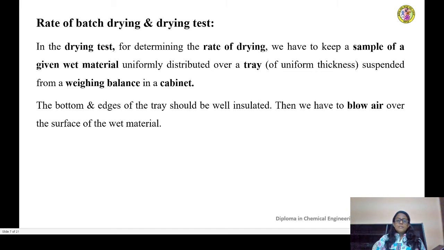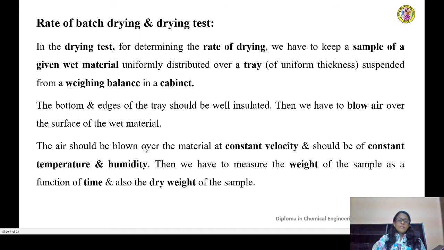So after keeping the tray with the uniformly spread sample of wet material, we need to close the cabinet tightly. Then we need to blow the air over the surface of the wet material. We also need to maintain constant drying conditions inside the model dryer. That is done by keeping the velocity of the air that is blown over the material constant, and also maintaining a constant temperature and humidity of air.